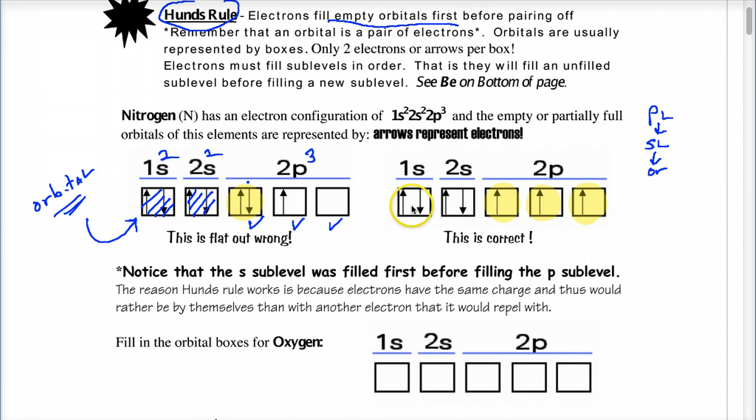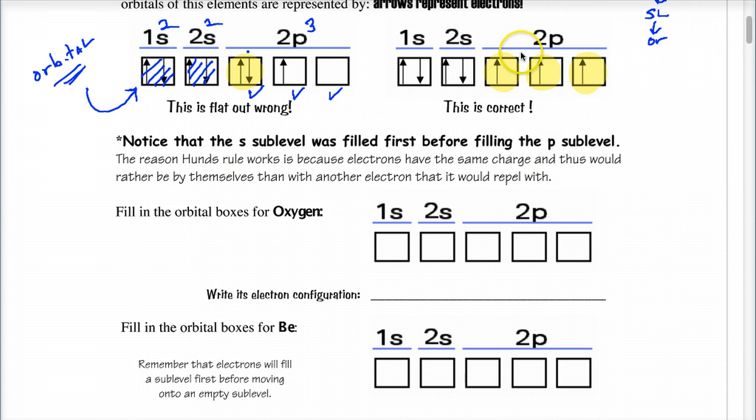Now, we don't have that scenario for 1s or 2s because they only have 1 orbital. So let's look at oxygen. We know that oxygen, and I'm assuming we can draw these configurations, is 1s2, 2s2, 2p4. So I have one electron going one way, another electron going the other way.